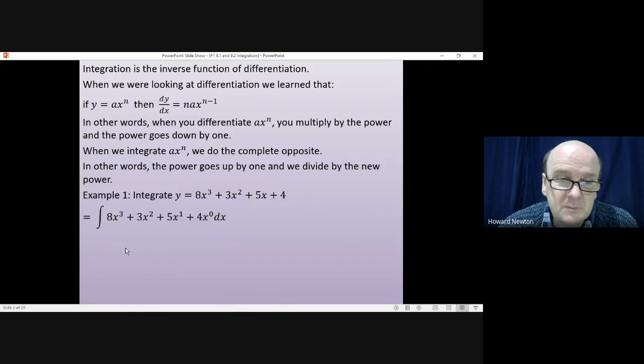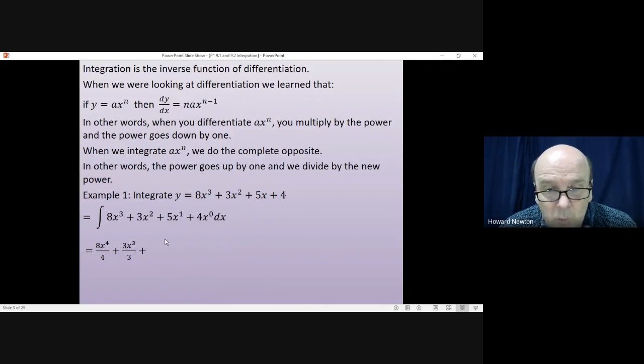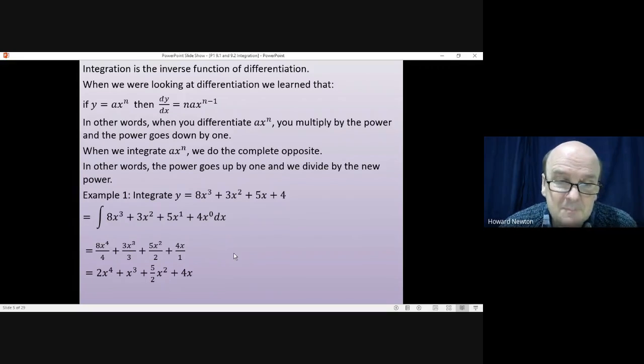Okay, taking it one term at a time. If I integrate the first term, the power will go up by 1 to x to the 4, and I'll have to divide by 4. For the second term, the power will go up to x cubed, and I'll divide by 3. The power will go up to x squared, and I'll divide by 2. And here, the power goes up to x to the power of 1, and I have to divide by 1, which gives me 4x over 1. And that would simplify to 2x to the 4 plus x cubed plus 5 over 2x squared plus 4x.